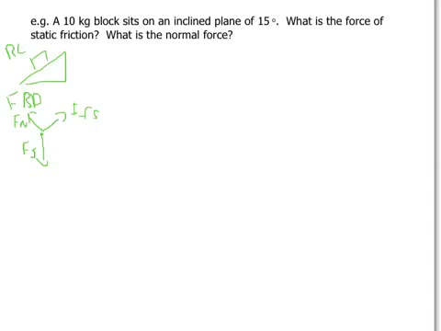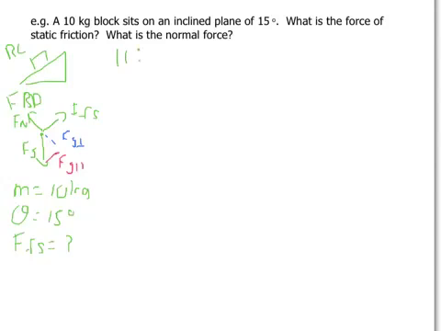We can break down the force of gravity further into the Fg perpendicular component, as well as the Fg horizontal or Fg parallel component. The first thing we need to do is to list our variables. So we have a 10 kilogram block and an inclined plane of 15 degrees. The first thing we need to find is the force of static friction. And because the force of static friction is acting in a parallel direction, let's look at the parallel direction.